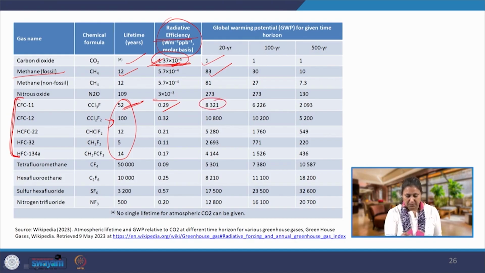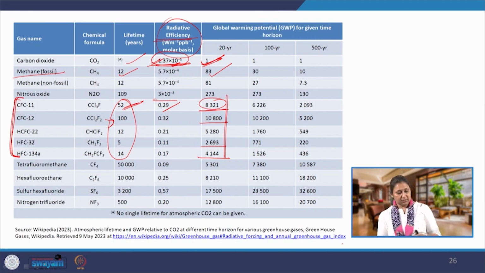That is why, in comparison to 1 GWP of carbon dioxide, we will see that chlorofluorocarbons have a way higher value, starting from a minimum of 2600 and going up to almost 11,000. They have a higher lifespan, but when we are talking about 100 and 500 years, since their lifetime is still at most 100 years for most of the chlorofluorocarbons and hydrochlorofluorocarbons, this number will reduce significantly when we are talking about the 500-year period.